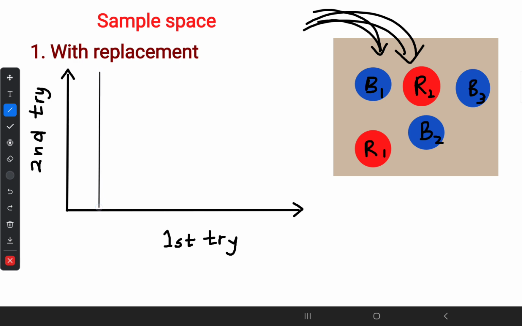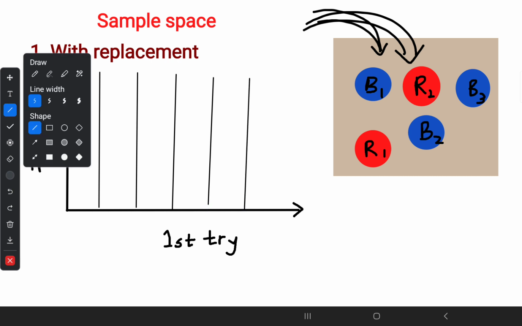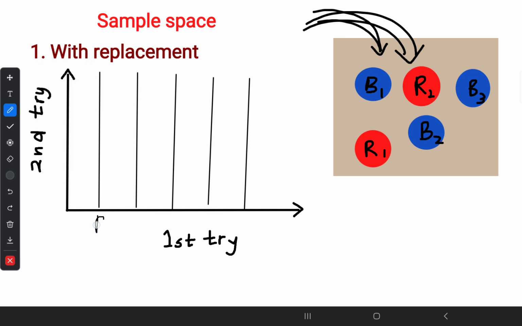Here the skeleton of this graph should be like this. I will draw and then explain that from the beginning. There are 5 outcomes, so you should draw 5 lines. First, you might get B1, sometimes B2 or B3, even R1 and R2. These are the possibilities. We are marking the possibilities on each axis. It might be B1, B2, B3, R1, R2. We don't know which one we are going to select.